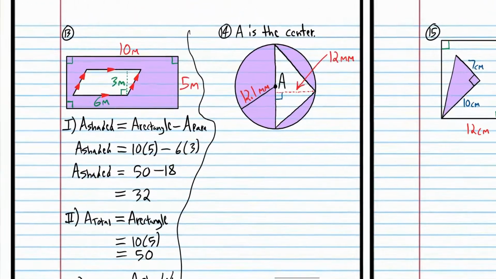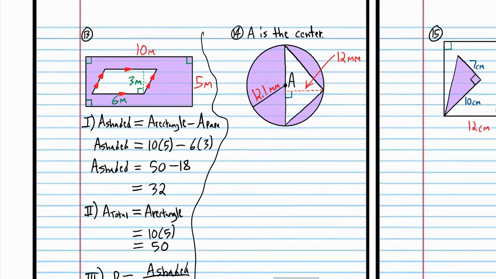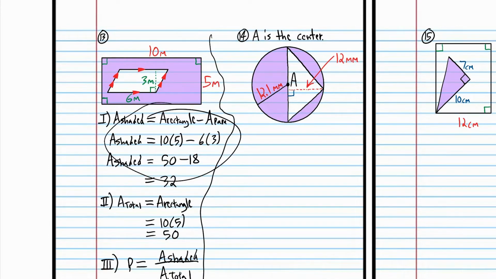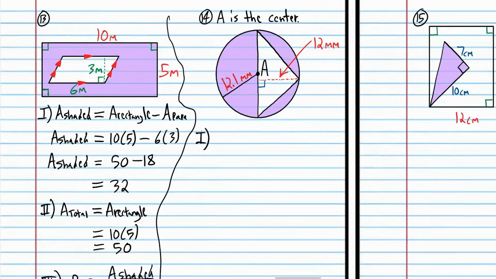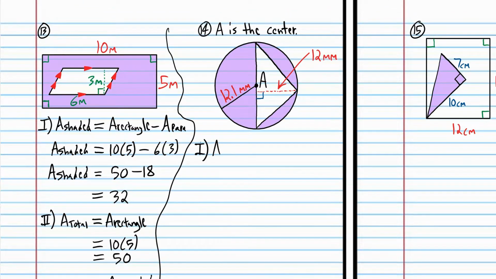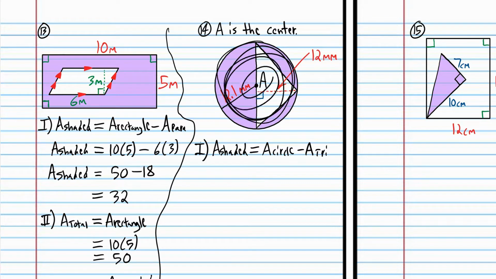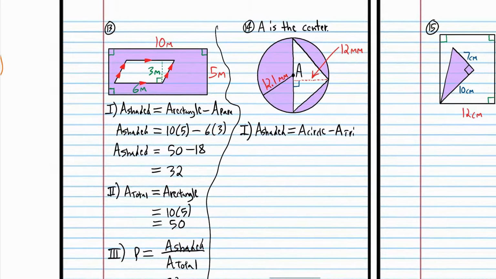Okay, now the difference with that problem is, like I said, finding the area of the shaded region was a little harder than the previous problem. So let's do one more of these before you try some on your own. So the area of the shaded region is equal to the area of the circle minus the area of the triangle. Do you see why that is? You get a piece of paper that is a circle, and you just cut out this triangle part, and you're left with the area of the purple part.